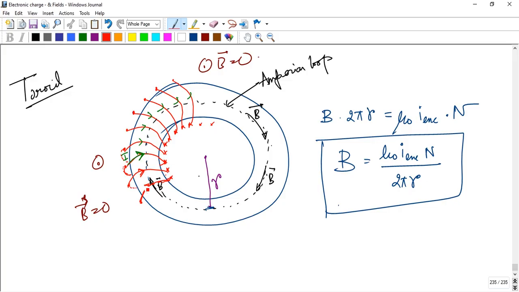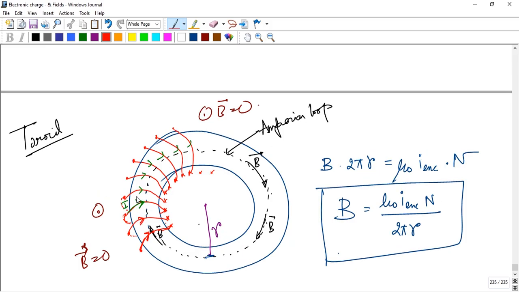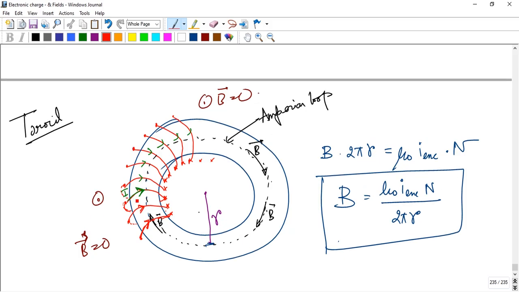There are two basic concepts here: what a solenoid is and what a toroid is. That's a complete lecture here. If you have any doubt about the solenoid, the toroid, and how to apply Ampere's law here, ask in the comment section and I will try to give the answer. Next class we discuss a new concept and new topic.